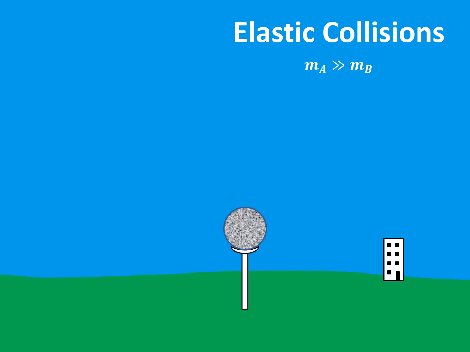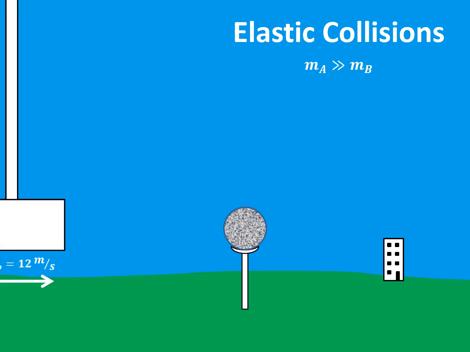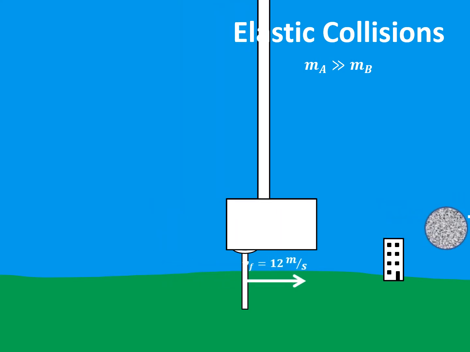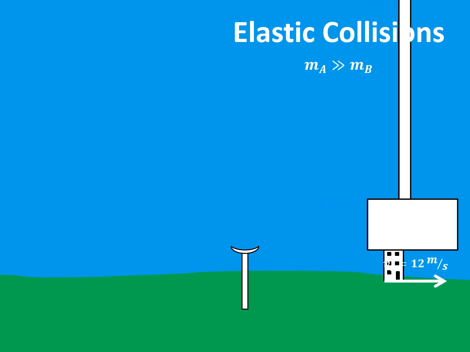Now let's go back to the original scenario. If the club is coming in at 12 meters per second, then relative to the club, the ball is coming at it at 12 meters per second. If it moves away at 12 meters per second relative to the club, and the club is moving at 12 meters per second relative to the Earth, then the ball is going to be moving 24 meters per second away from the club in the frame of reference of the Earth.